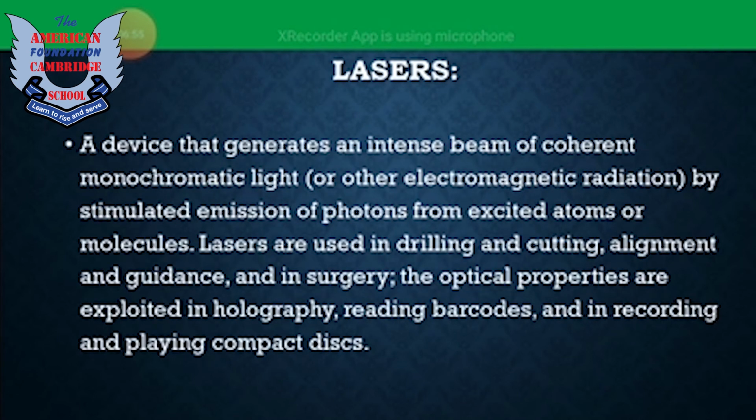Lasers. A laser is a device that generates an intense beam of coherent, monochromatic light. Now, what is meant by the terms coherent and monochromatic? Coherent means it is coming out along one path, and monochromatic means it is coming from a single source of light. It gives out a very intense beam of light, and the beam is extremely narrow. It is just one in color.